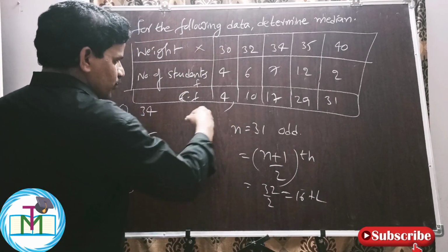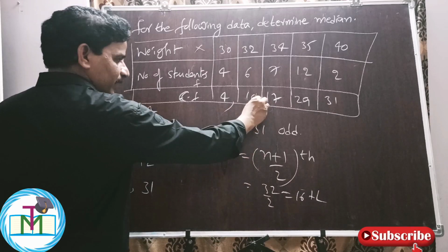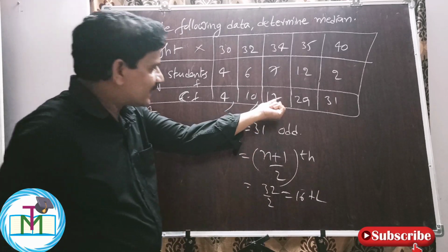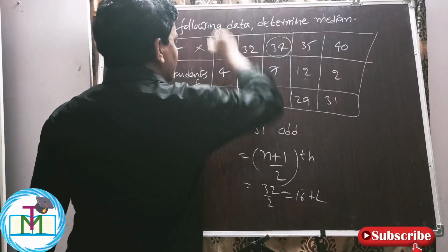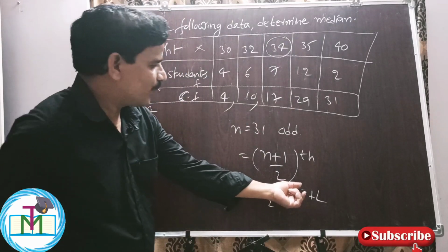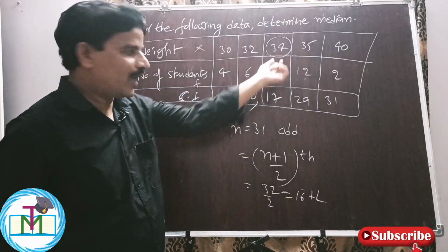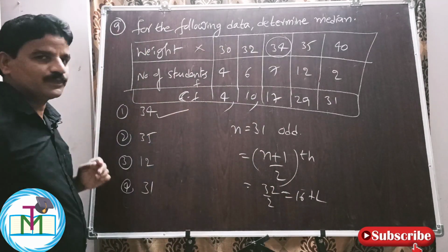Where is the 16th term? Up to here 4 students or 4 terms are completed. Up to here 10 terms are completed. From 11th term to 17th term the value is what? 34. So therefore the 16th student's weight is what? 34. Option 1 is the right answer.